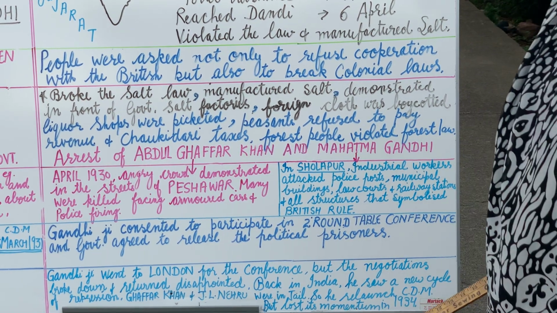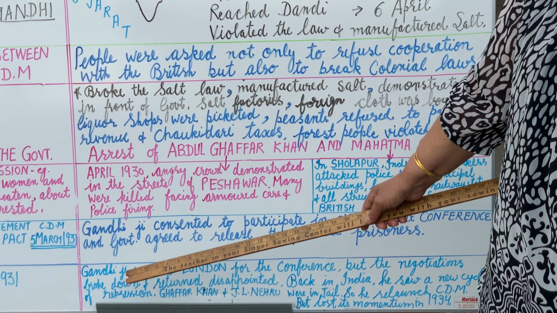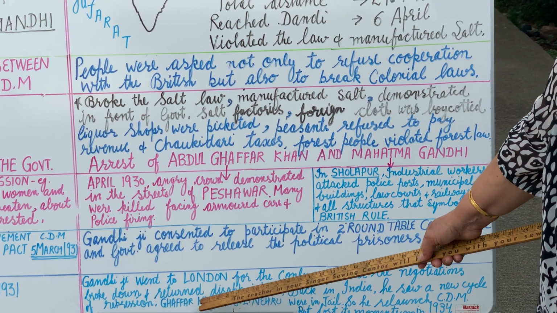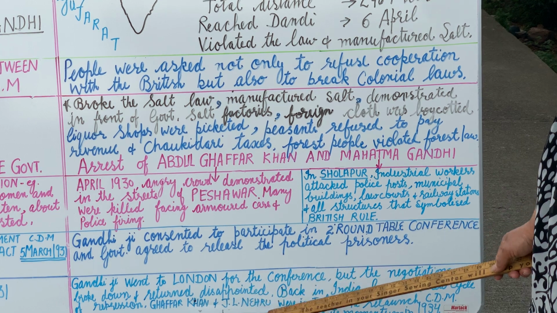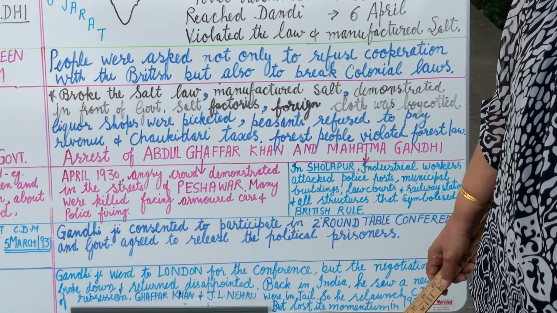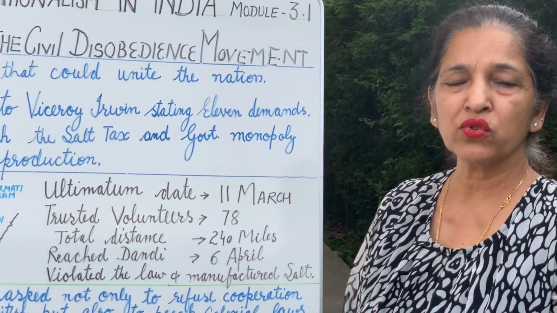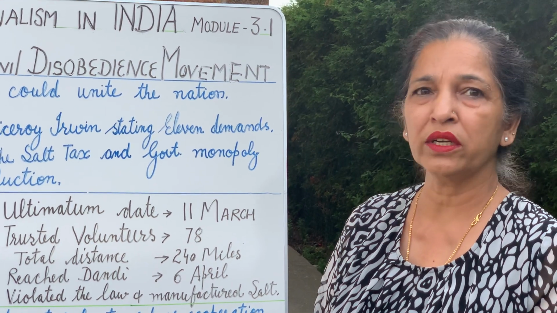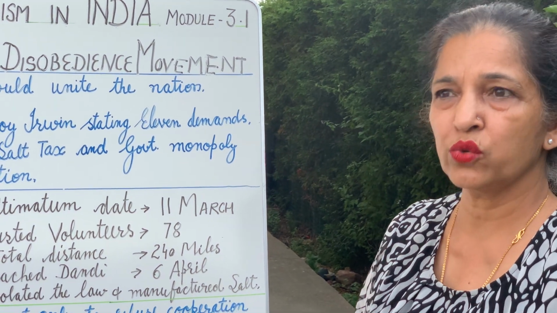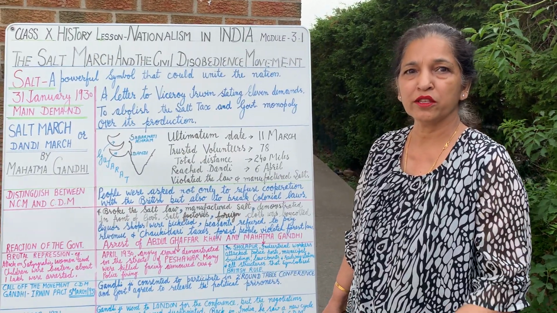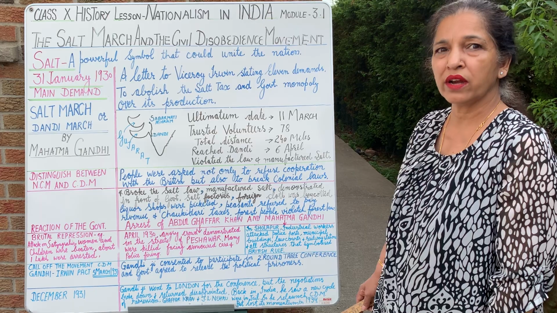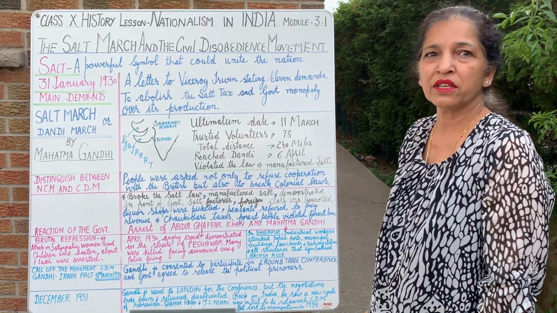Back in India, he saw a new cycle of repression by the British government against the Indians. Again Abdul Ghaffar Khan was arrested, and Jawaharlal Nehru was also arrested and put behind bars. Congress was declared illegal, and demonstrations, processions, and meetings were not allowed. Looking at this, Mahatma Gandhi relaunched the Civil Disobedience Movement, but this movement lost its momentum within a year, and in 1934 the Civil Disobedience Movement was called off by Mahatma Gandhi.